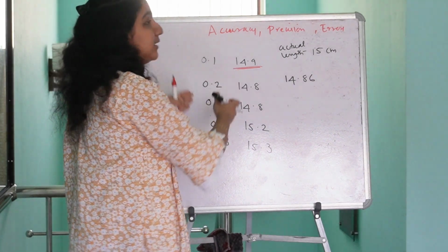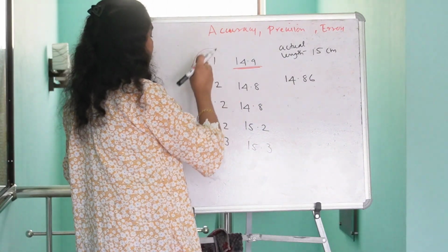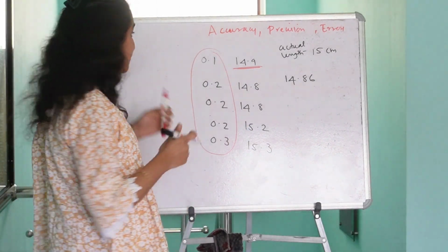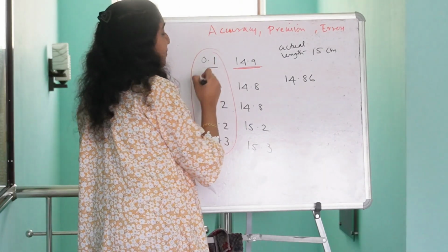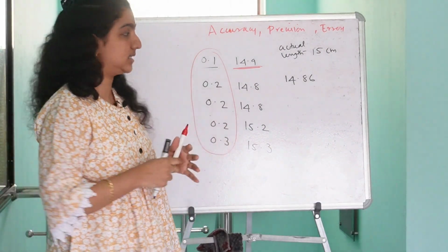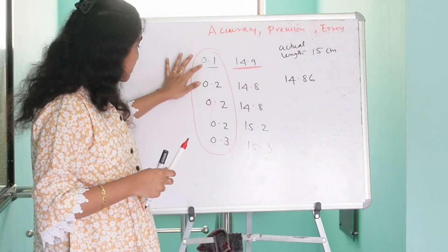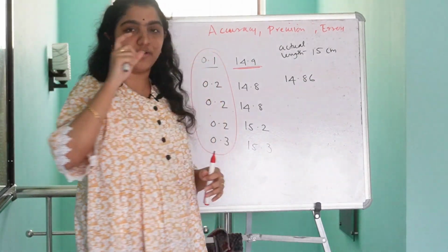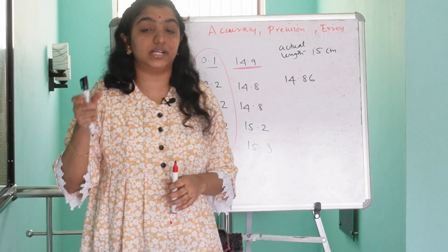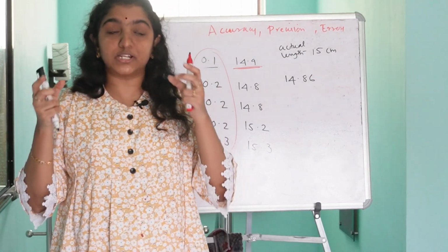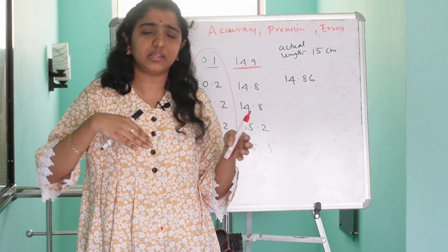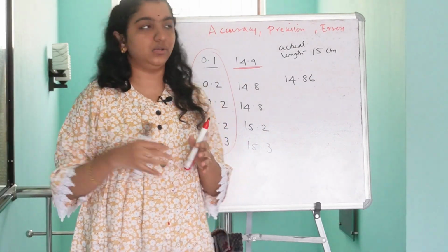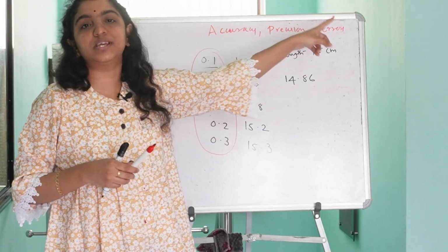We just need the numerical value. Among all these values, I have to find the smallest value, and it is very clear that 0.1 is the smallest difference among all these values. So the value having the smallest deviation, or smallest difference, is the much closer value to the actual value. So that value is the most accurate value.